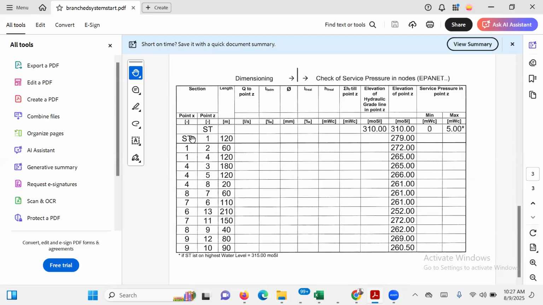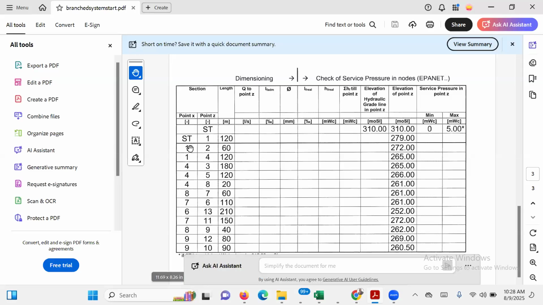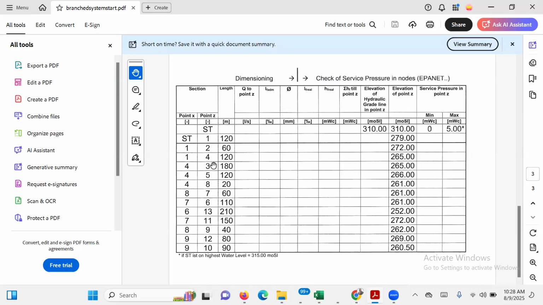The first column shows the sections. Here is point Z, but this is the point of the storage tank. First point, point 2, point 3. When a surveyor gives you a topo map, it will give you points. That's the normal thing: a point with XY coordinates, point 1, point 2. ST means storage tank. This is point 1, this is point 2. Reading it as ST1, this is the distance between the storage tank and point 1. The second one is the distance between point 1 and point 2, which is 60 meters. The distance between point 1 and point 4 is 120 meters.